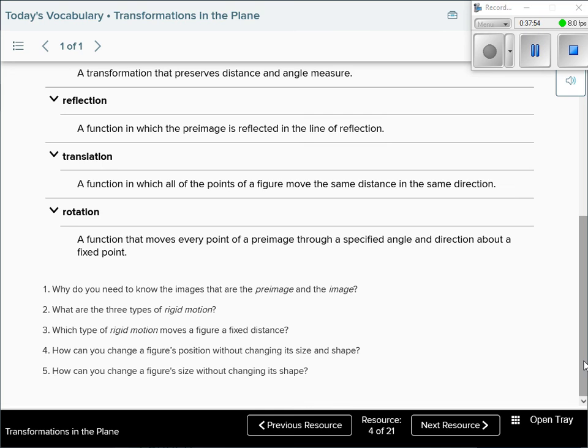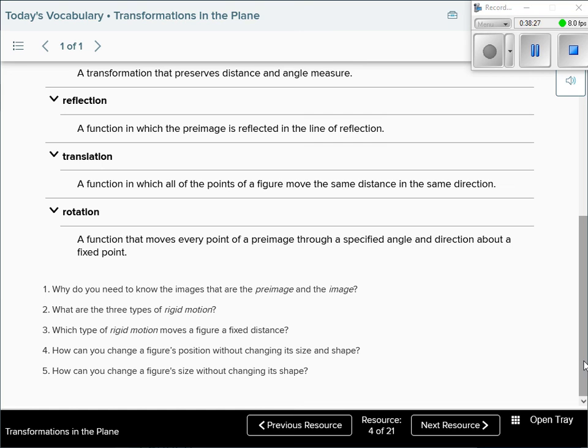Looking at those questions there. Why do you need to know the pre-image and the image? How come you need to know which one's the pre-image, which one's the image? No reason? So the pre-image is before the transformation. Alright, so the pre-image is where we start at, and the image is after. It's after you've done it. So that's why you need to know it.